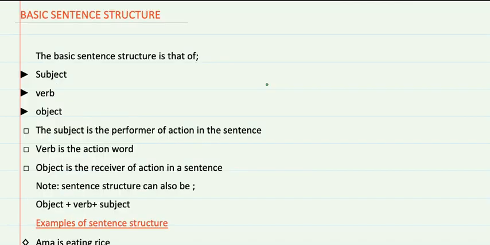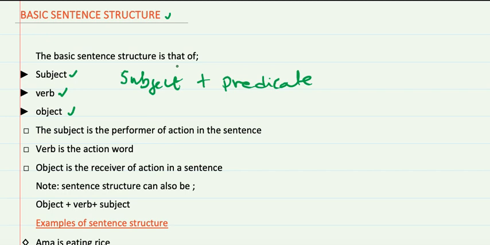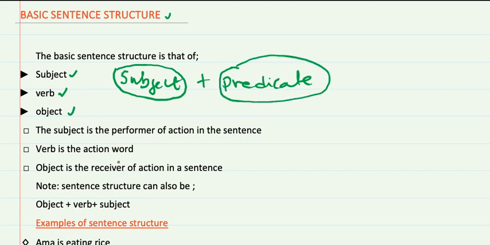So let's look at basic sentence structure. The sentence structure is that of 1. Subject, 2. Verb, then object. We can also say that it is subject plus predicate. What we mean is that this subject will stand on its own, and the verb and the object will form the predicate. This is the very simplest form of a sentence.